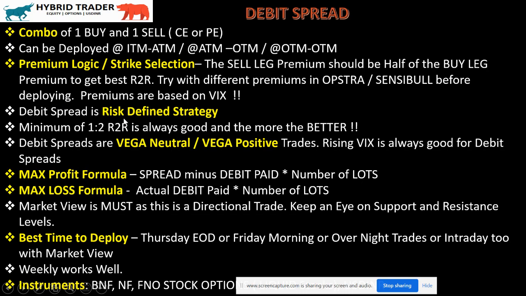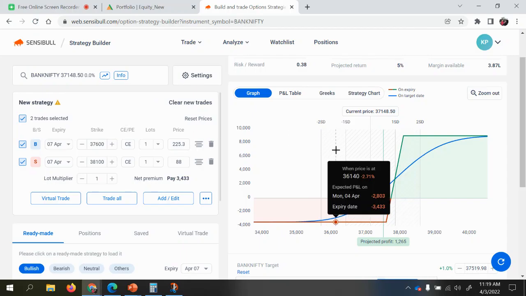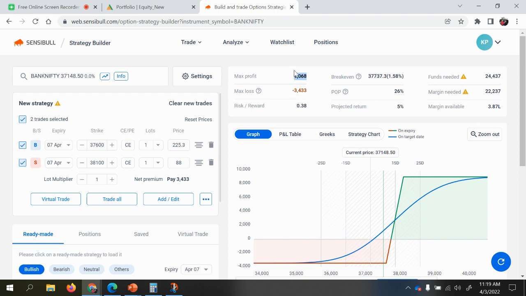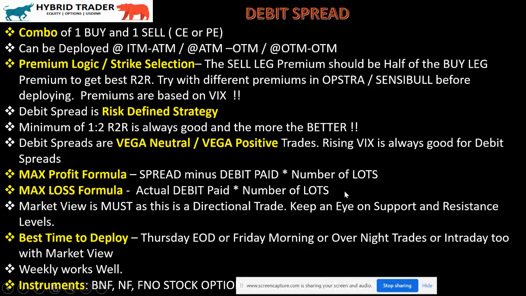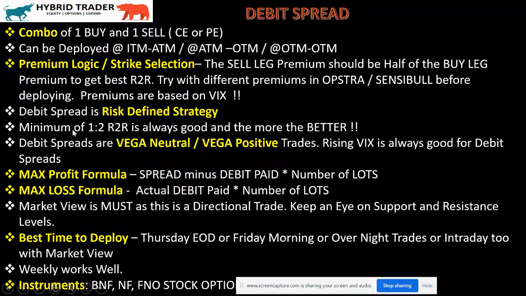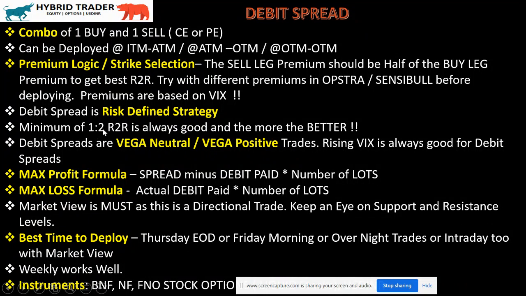A debit spread is always a risk-defined strategy, meaning even if you have a lower circuit or upper circuit, your loss and your profit would be risk defined. You will not have more loss than what is projected here, and your profit will be locked too. So this is the beauty of debit spreads, friends, because your loss and profit will be capped. And always have a minimum of 1:2.